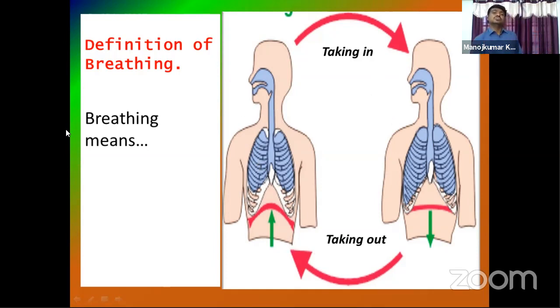So the definition of breathing is, students listen carefully, breathing is the process where the physical movement of air takes place. The air moves into the lungs and the air moves out of the lungs. So the physical movement of air between the lungs and the surrounding medium or the atmosphere, this process is called breathing.